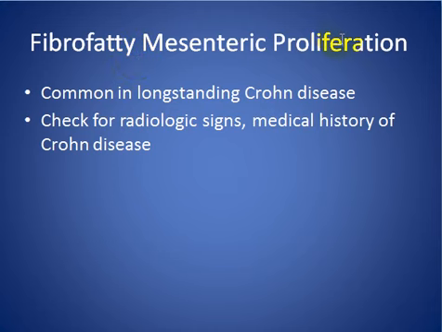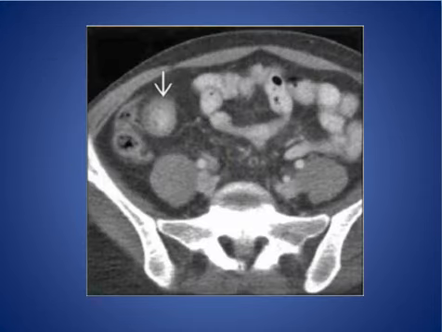Fibrofatty mesenteric proliferation is common in long-standing Crohn's disease, and you should check for radiological signs and medical history of Crohn's disease. As we see here, this patient with Crohn's disease has a thickened terminal ileum associated with surrounding proliferation of the fat adjacent to it.